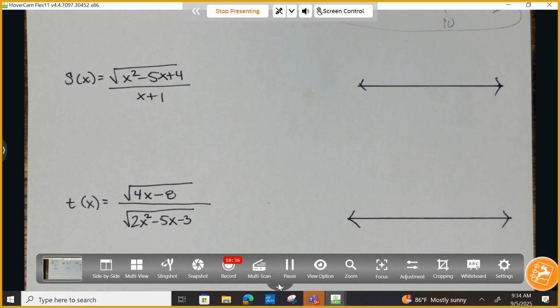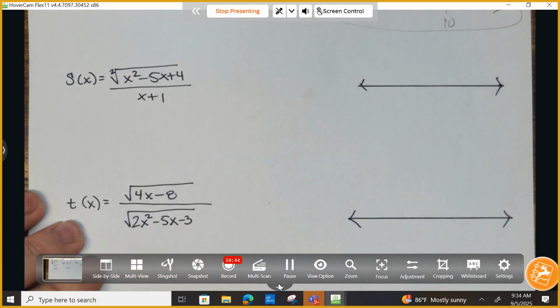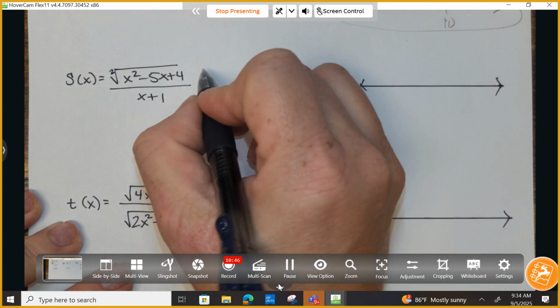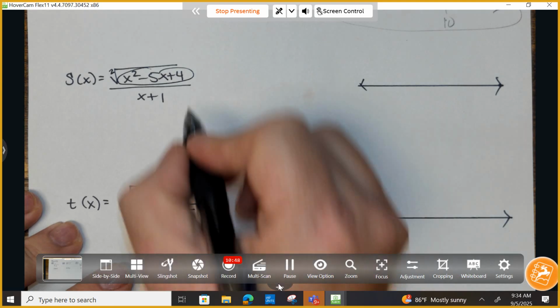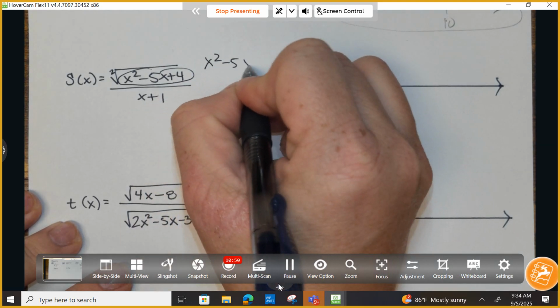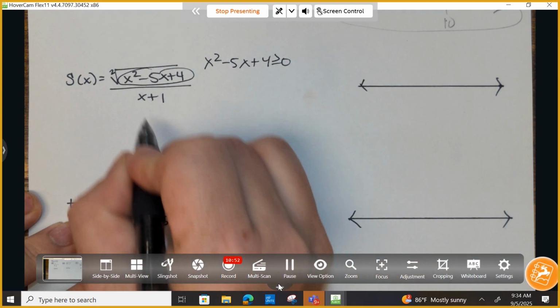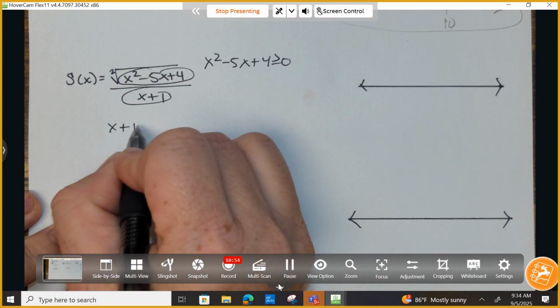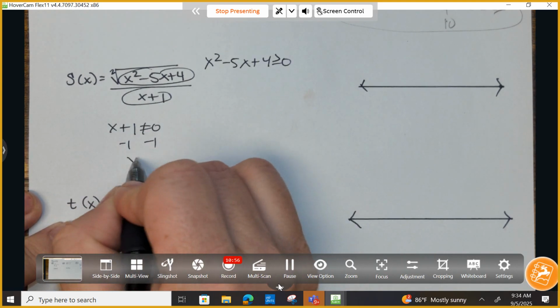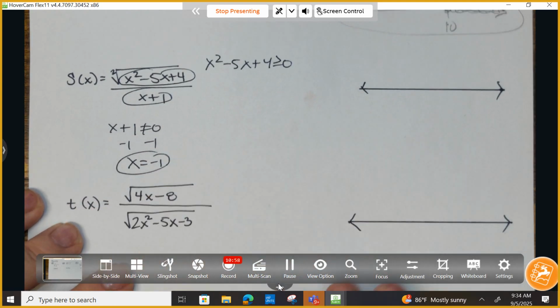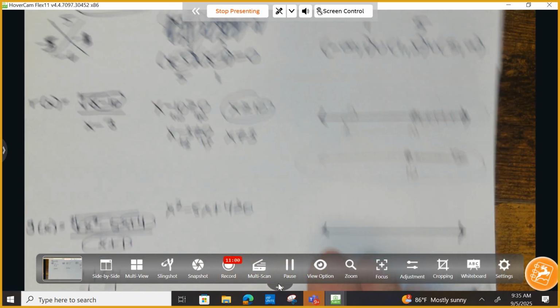Turn to your partner. What rule applies here? 1 and 2. Why? Because this is in fact even. So just like the last one, but this is a little more difficult, this portion must be greater than or equal to 0, and then this portion cannot equal 0. So I know x cannot equal negative 1. I'm going to apply that last just like I applied this last.